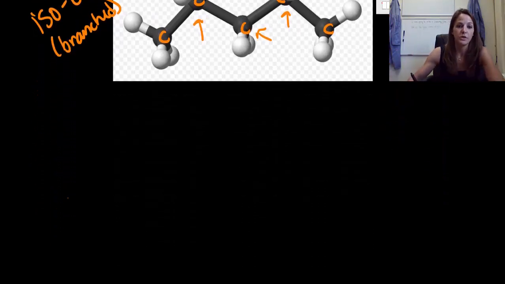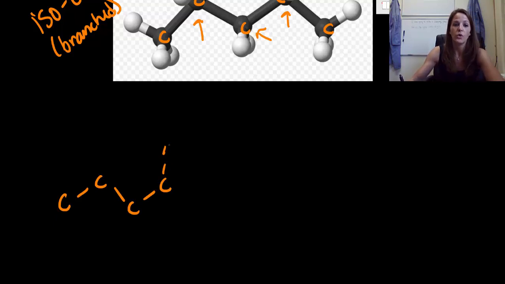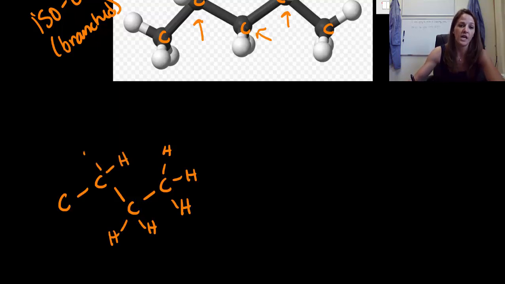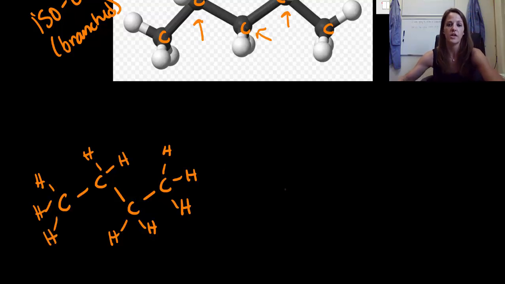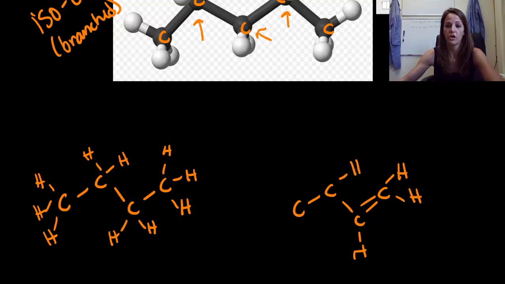Let's look at butane first. 1, 2, 3, 4 carbon atoms. We know that carbon always wants to be surrounded by 4 things because it has 4 valence electrons. So if I were to draw out butane, it would look something like this. Now I'm going to draw out another structure, and I want you to decide whether these two molecules are isomers. Let me finish drawing this structure in, and I'm going to put 3 hydrogens here. The question simply is, are the 2 of these isomers?